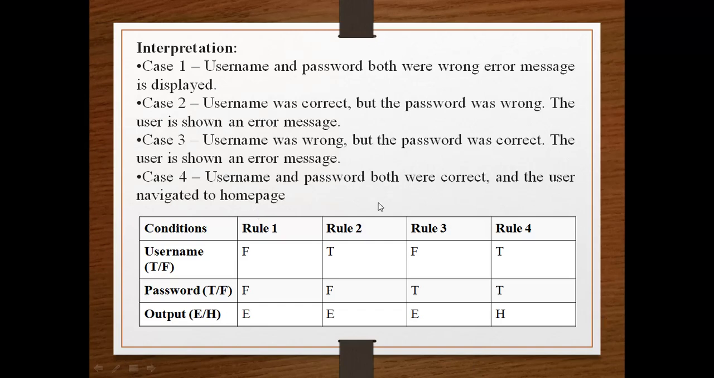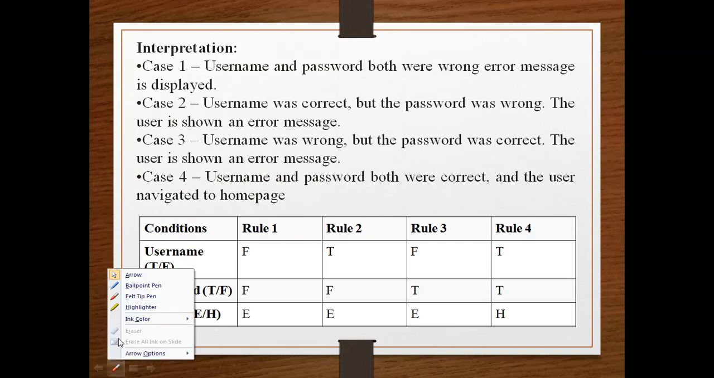So let's draw the table. Please remember the columns have to be your rule numbers, and the rows have to be conditions and your action. Now here I have written it as output, you can write it as an action over here. So here username true or false, because they had told it before in rule 1. Password true or false, and output is either error or home page. So E is for error and H is for home screen. Okay, I'll write it down for you all if you want.